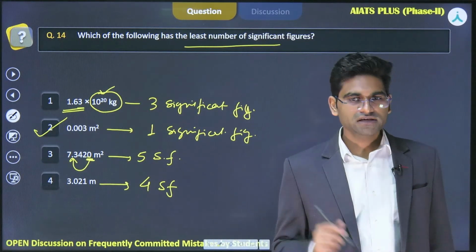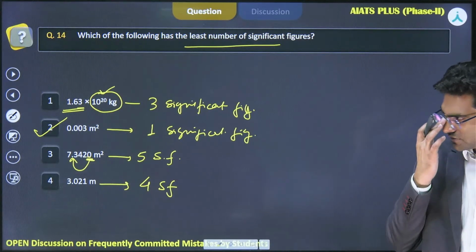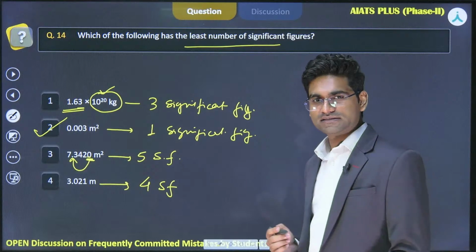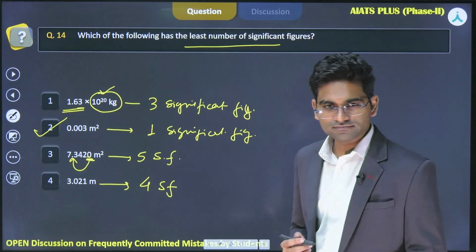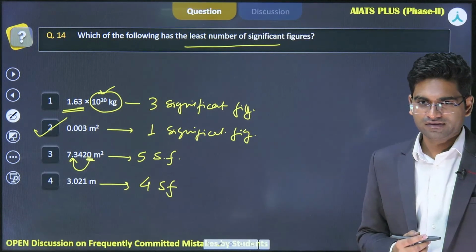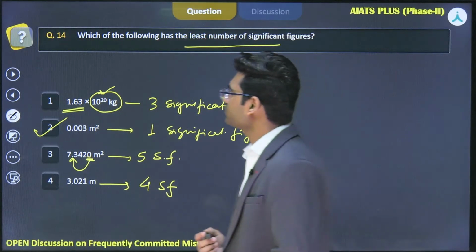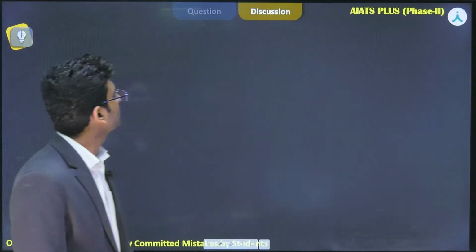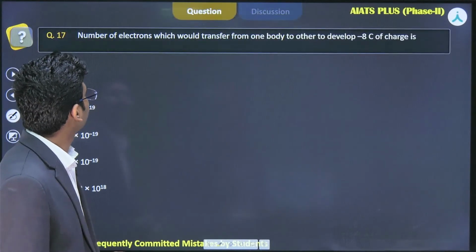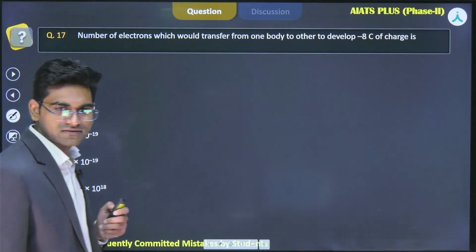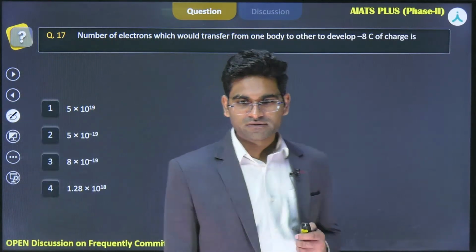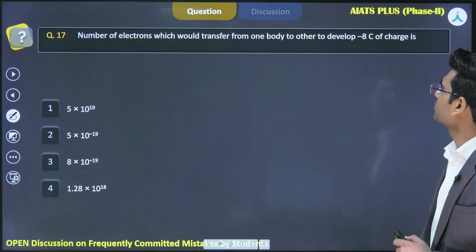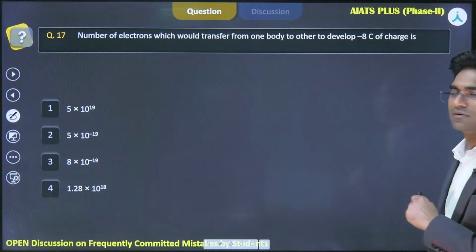Okay, so any confusion in these rules? Anybody? Is it clear now? Is it clear? Okay, so if you don't have any kind of query in this problem, then let's move to another. Question number 17. Number of electrons which would transfer from one body to another to develop -8 coulomb of charge.